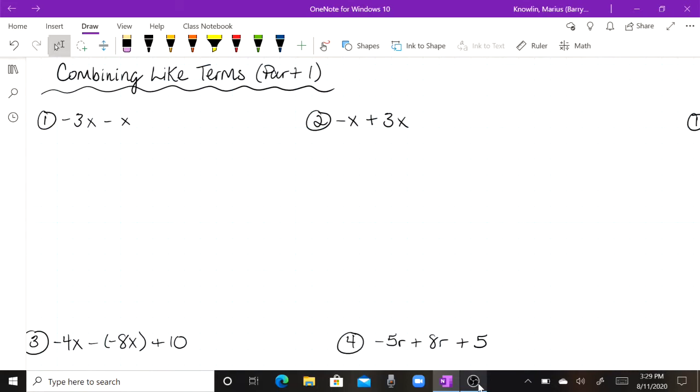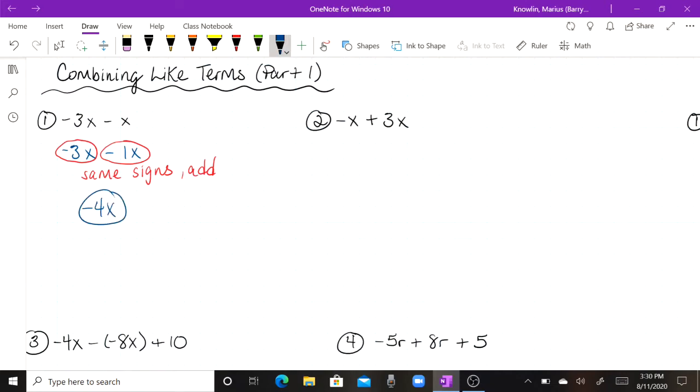Okay, so to start us off, it says negative 3x minus 1x. All right, and if we look closely, the 3x is negative and the 1x is negative, so these are same signs, which means you add them. Okay, and when we add them, that's going to give us a negative 4x as our final answer. You always keep the sign of the larger number, no matter whether you add negatives and positives, or you subtract. You always have to keep the sign of the larger number.